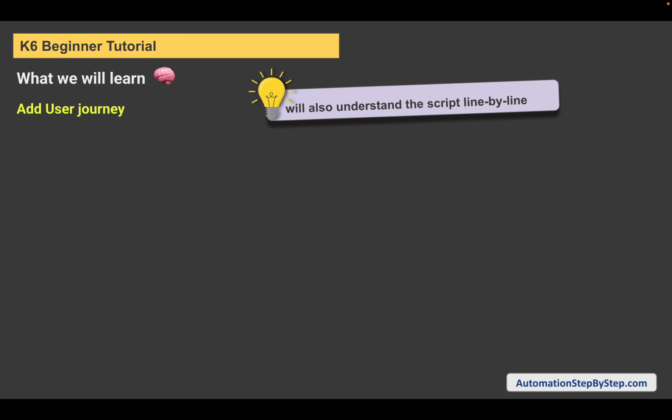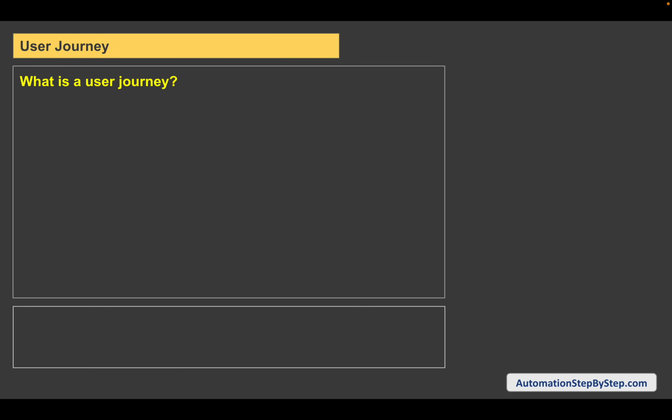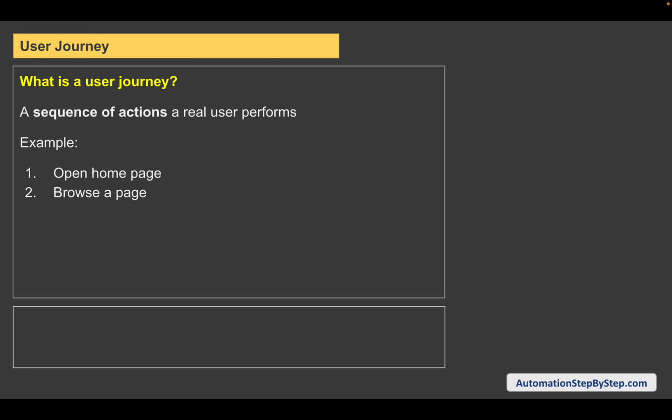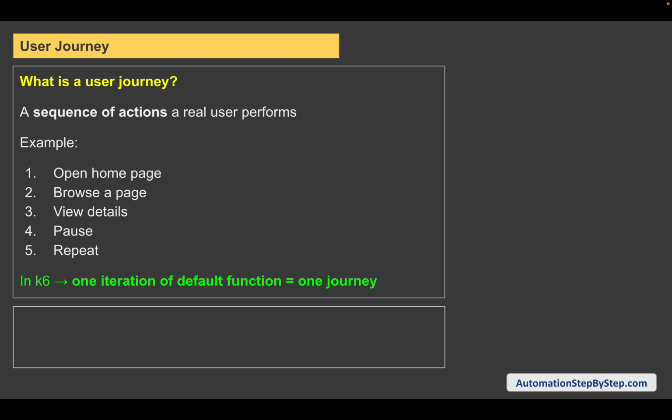In this session, let us do user journeys, and then in the next session, we will do traffic distribution. Now, what's a user journey? You can think of it as a sequence of actions that a real user will perform on the application. For example, if the user goes to a home page, he or she will be doing some browsing on the page and then can be looking at some details here and there, maybe pausing here and there a little bit and then repeating some actions. So this will be like a user journey, and one iteration of this function, this complete sequence, will be called one user journey.